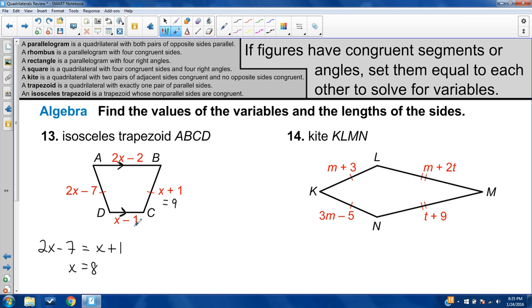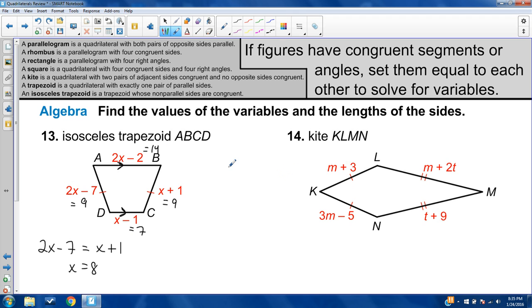That's BC. DC is 8 minus 1, which is 7. This one also must be 9 because this one was 9, but to double check, 16 minus 7 is also 9. And then 8 times 2 is 16, minus 2 is 14. So there are your four side lengths, and we have found everything out there.